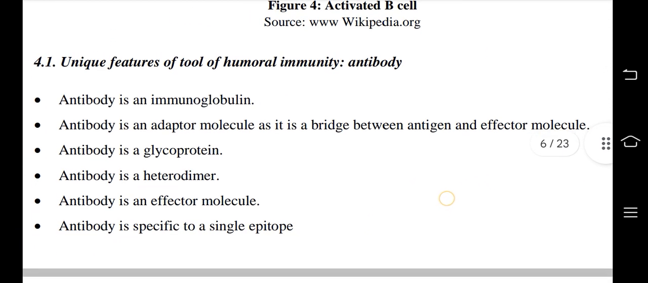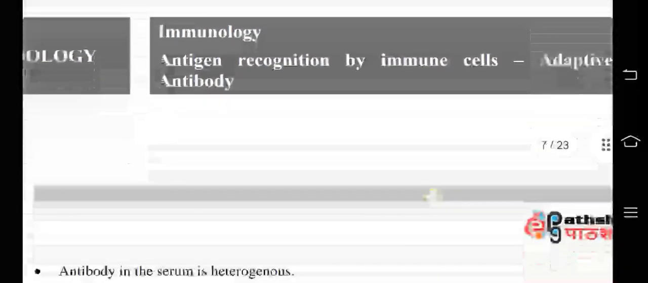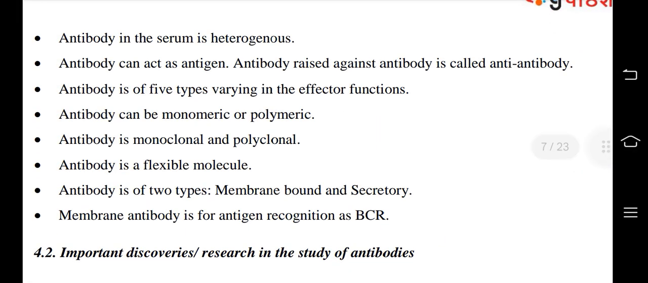And unique features of the tool of humoral immunity. Antibody. Antibody is an immunoglobulin. Antibody is an adapter molecule as it is a bridge between antigen and effector molecule. Antibody is a glycoprotein. Antibody is a heterodimer. Antibody is an effector molecule. Antibody is specific to a single epitope. Antibody in the serum is heterogeneous. Antibody can act as antigen sometimes. Antibody raised against antibody is called anti-antibody.